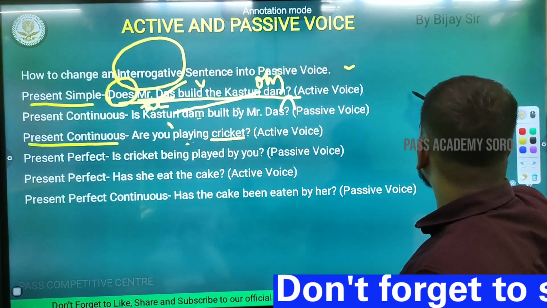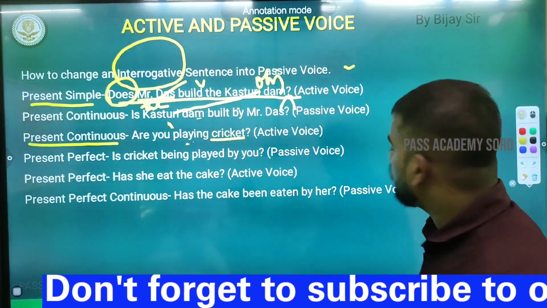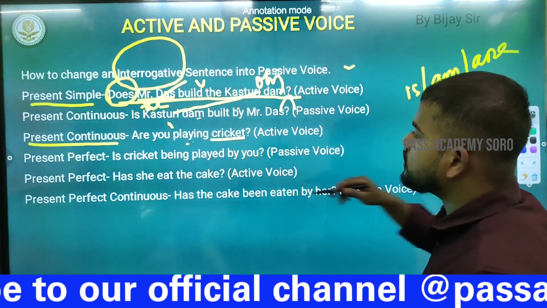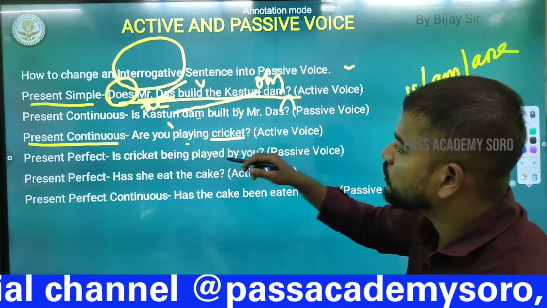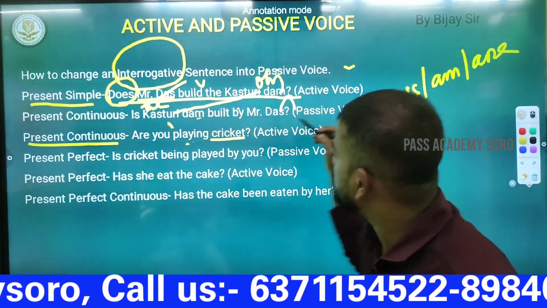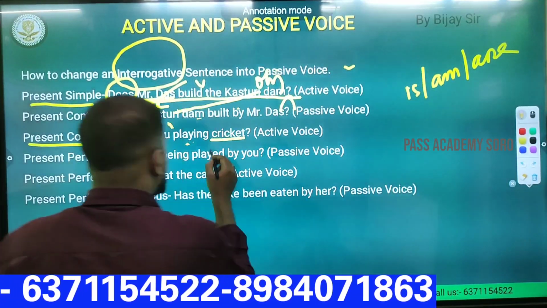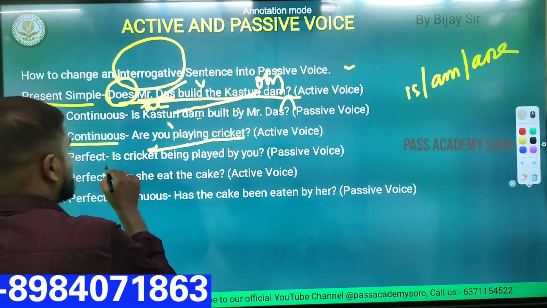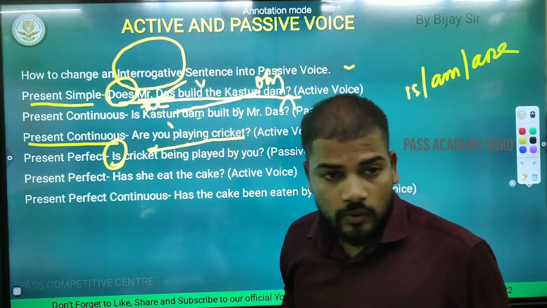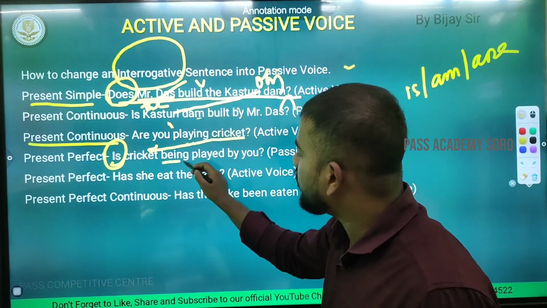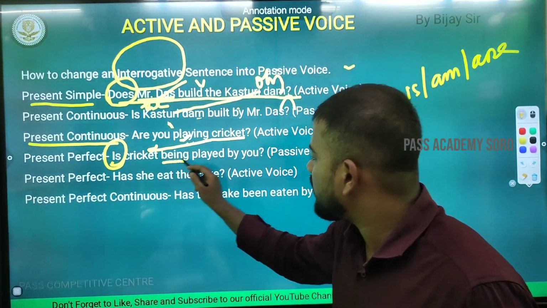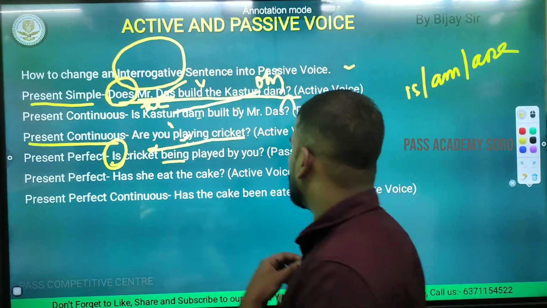So if our subject is singular, we will use is, am, are. Why? Because our active voice is in present continuous form, right? So we have to change it into present continuous passive. Cricket is the object, we use it here as the subject. So it will begin with the helping verb "is", because cricket is singular. So "is cricket being". Why did we use "being"? Because it is in continuous form. So, is cricket being played by you?